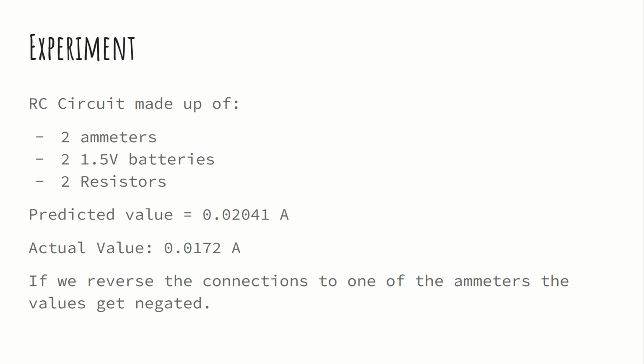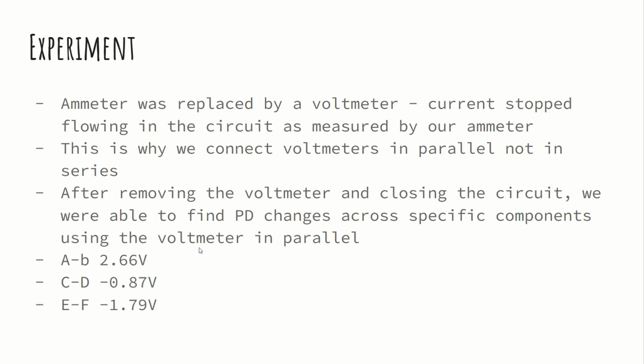So the experiment. We make an RC circuit using 2 ammeters, 2 1.5 volt batteries, and 2 resistors. Our predicted value for the current, when we plugged in all our values, was 0.02041 amps, and the actual value that we got on both our ammeters was 0.0172 amps. It's interesting to note that if we reverse the connection of the ammeter, we'll get the same value but negative. But that can be safely ignored. If you reverse the connection back, it just becomes this. The actual magnitude of the value was this.